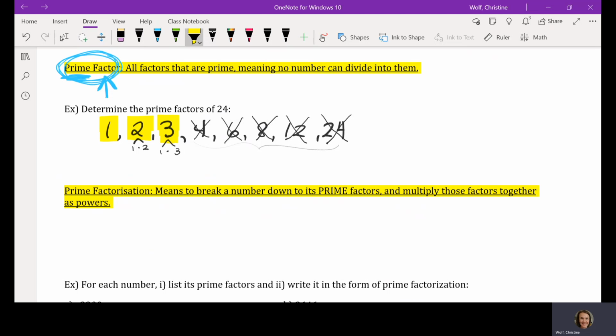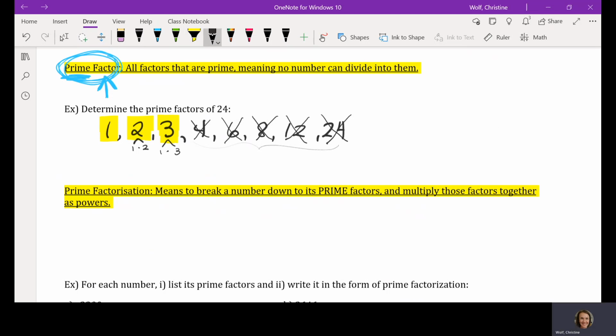All right, so the prime factors are 1, 2, 3, whereas 4, 6, 8, 12, and 24, those are not prime because there are multiple ways to multiply and get those results. Okay, so the prime factors of 24 are those guys that are highlighted there.